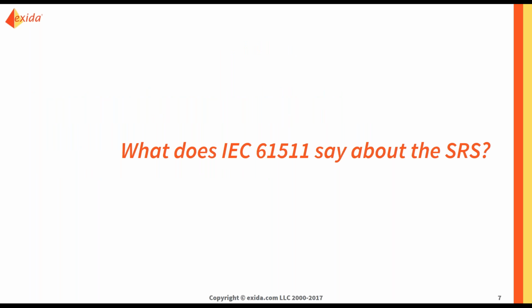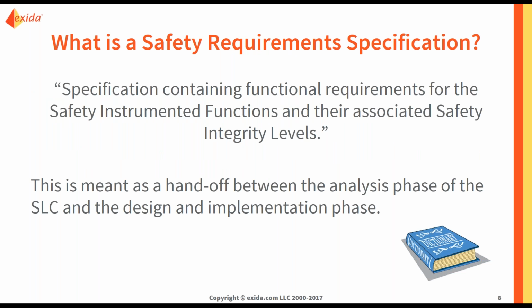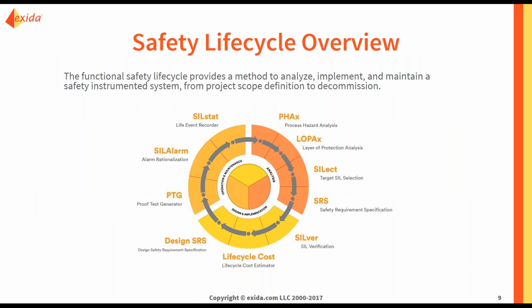But first, what does IEC 61511 say about the SRS? First, it defines it as a specification containing functional requirements for your safety instrumented functions and their associated safety integrity levels. So this is meant as a handoff between the analysis phase of the safety lifecycle and the design and implementation phase. If we take a step back and look at the safety lifecycle, the SRS is meant to summarize all of the findings in the analysis phase, once you do your process hazard analysis, your layer of protection analysis, and your SIL selection.